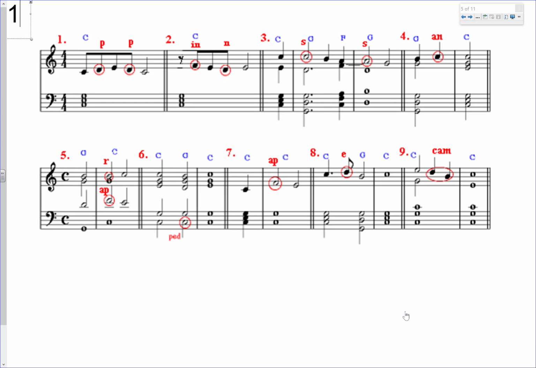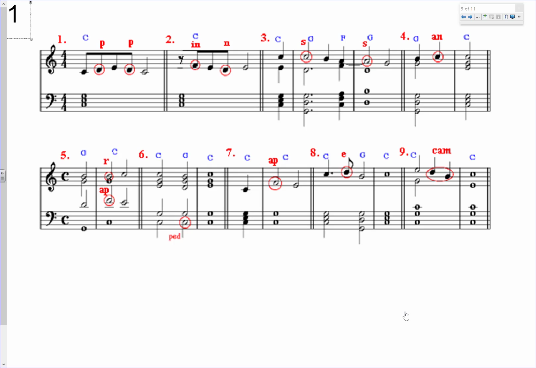Here's some more music with some non-chord tones that we already know and some that may be new that we'll study today. Let's take a look at measure 1, where we'll find 2 passing tones. Passing tones move stepwise from a chord tone to a different chord tone. Let's listen to measure 1.